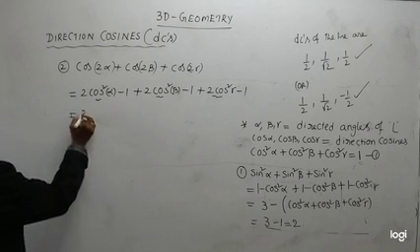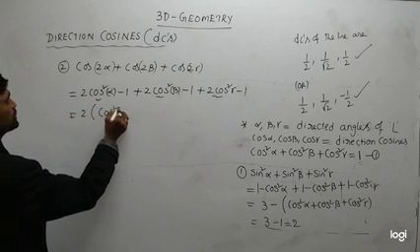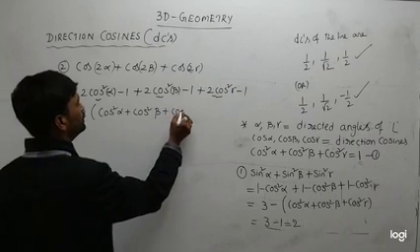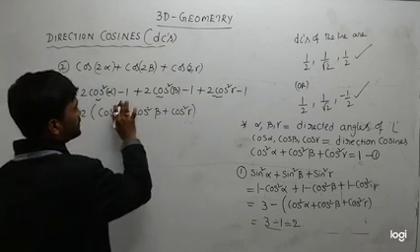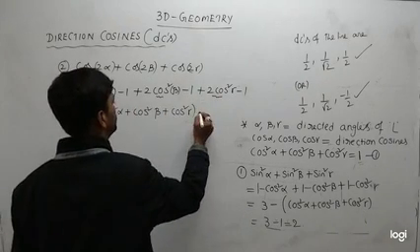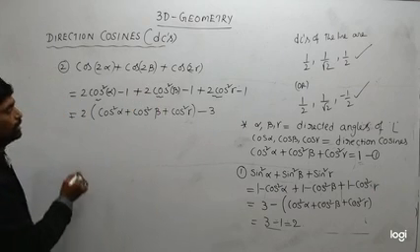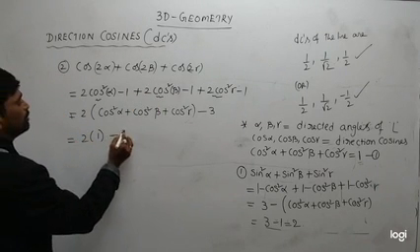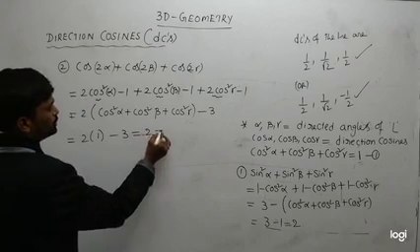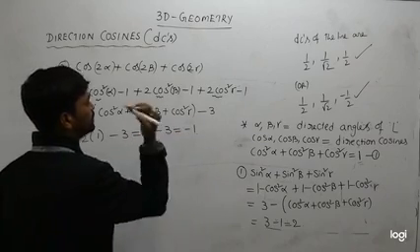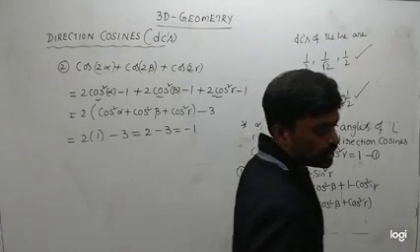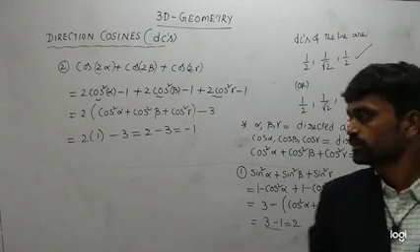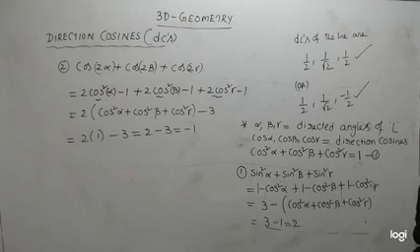2 is common. If you take 2 common, what you will get? Cos square alpha plus cos square beta plus cos square gamma. So minus 1, minus 1, minus 1, minus 3. So this whole sum is anyway 1. So 2 into 1 minus 3. So 2 into 1 is 2, 2 minus 3 is minus 1. Thus cos 2 alpha plus cos 2 beta plus cos 2 gamma value is minus 1. So these are the two important results. Just note them down.